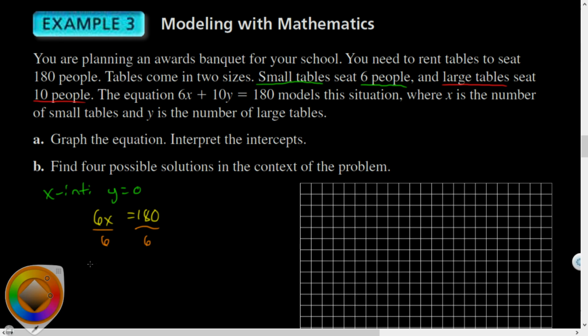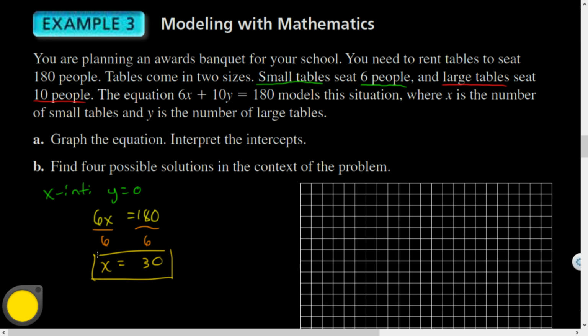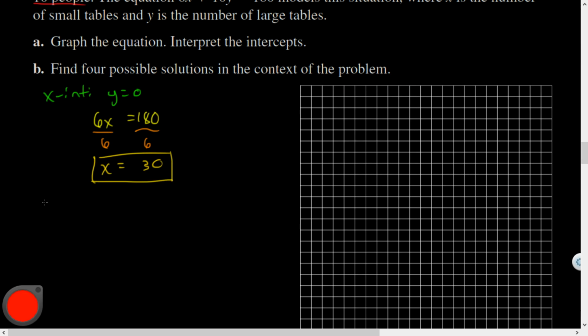And I get x equals, looks like 30 is the value for x. That's going to be my x-intercept. For the y-intercept, all right, y-intercept, that's when x is equal to 0. And so I plug it into the equation.